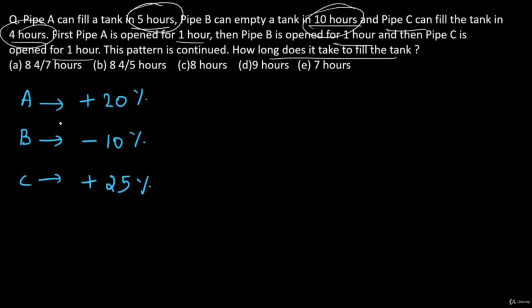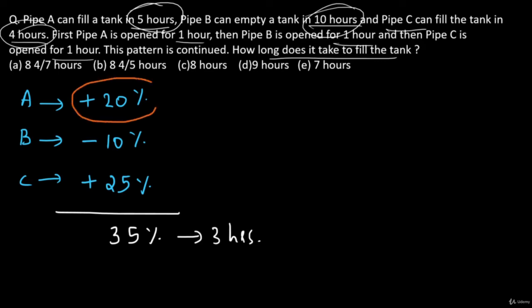So the net effect in 3 hours is 20 minus 10 plus 25, which is 35, right? So after 3 hours, the tank would be 35% full. Now we know that over here this is 20%, right? So we need to be careful when we reach close to 80%. 100 minus 20 is 80%. So what happens in the next 3 hours? That is, in a total of 6 hours, the tank would be 35 into 2, which is 70% full, right?